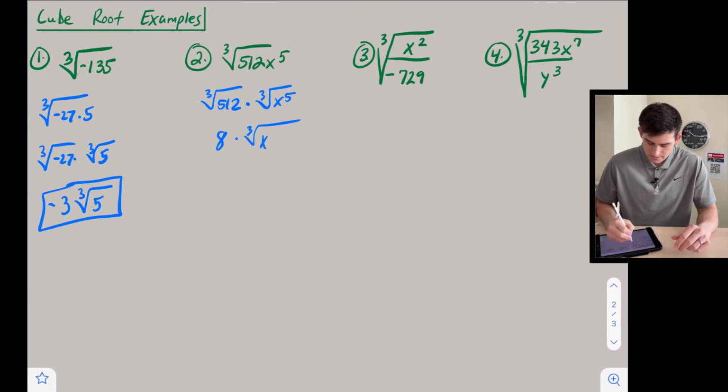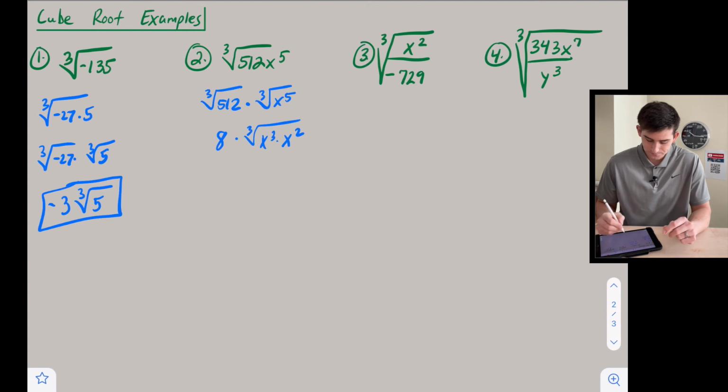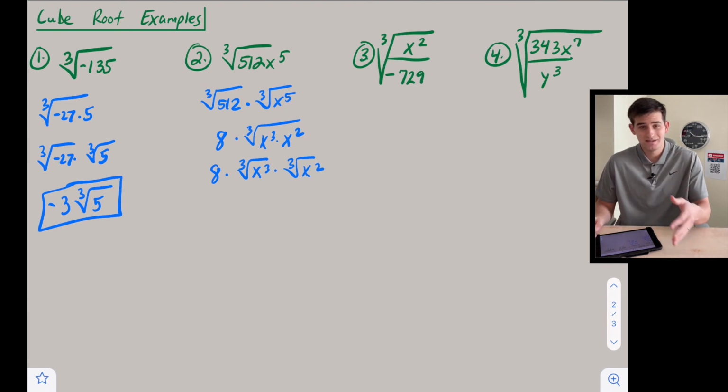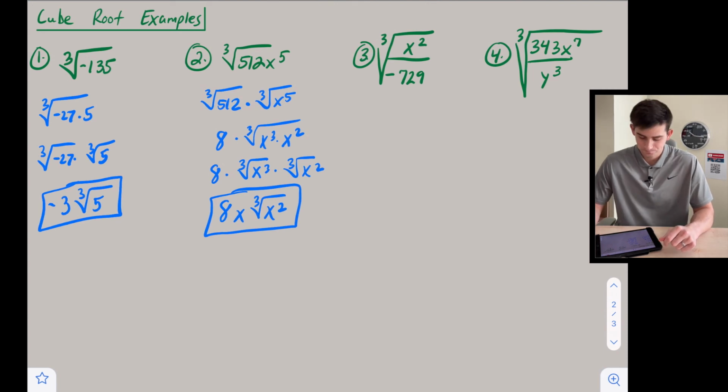So let's write this as x cubed times x squared because we would add those exponents, 3 plus 2, still x to the 5th. So now we have 8 times the cube root of x cubed times the cube root of x squared. And the cube root of x cubed, that's going to cancel out. So we have 8x, and we can do the cube root of x squared. And that'll be our final answer for number 2.